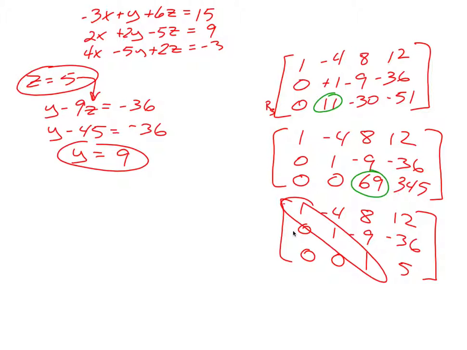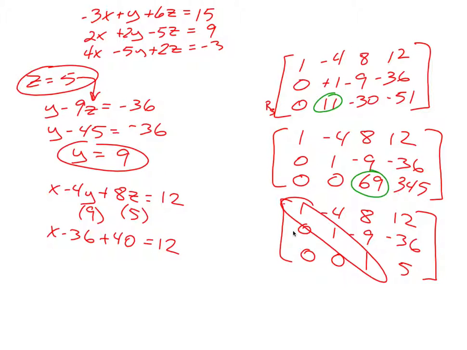So Preston, what do I get out of the top row? x minus 4y plus 8z equals 12. Very good. So then we plug in 9 there. We plug in 5 there, and that'll tell me what x needs to be. So x minus 36 plus 40 equals 12. I get x equals 8.